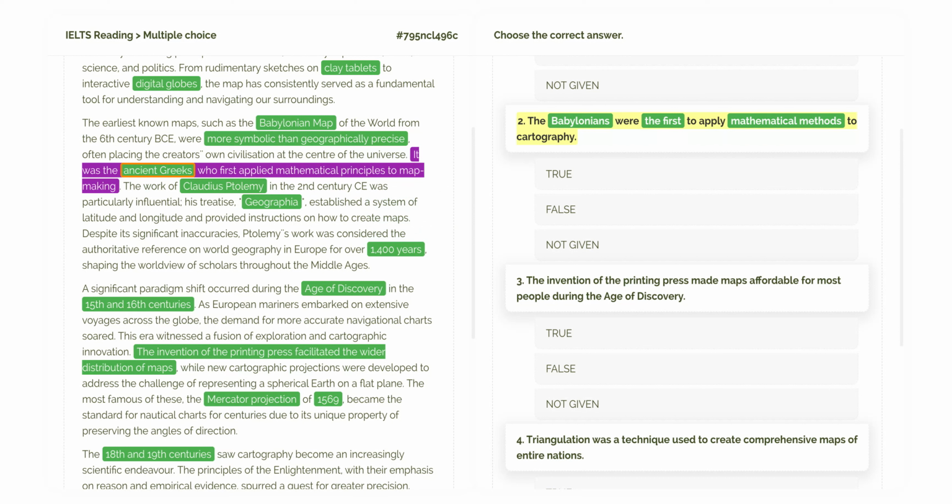The passage directly states that the ancient Greeks were the first to use math in cartography, which means the statement about the Babylonians is incorrect. So the answer is false. B.